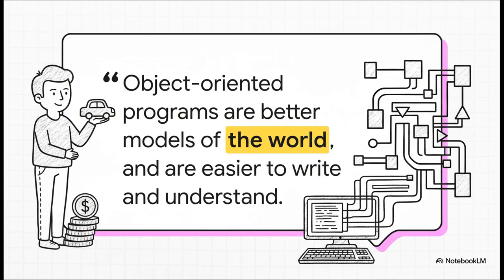This idea is called object-oriented programming, or OOP. And it makes sense when you think about it. We don't experience the world as a giant list of instructions, right? We see it as a collection of objects, people, cars, bank accounts. Each of those things has its own information and can do its own actions. OOP is all about modeling that reality right inside our code.